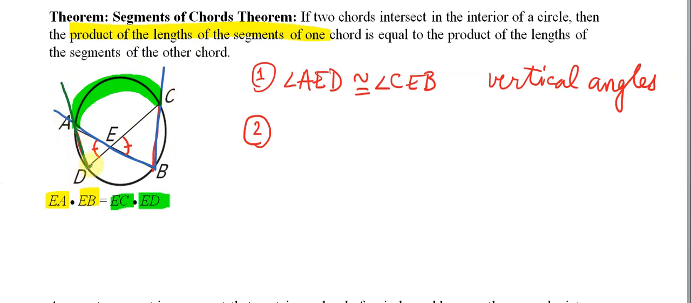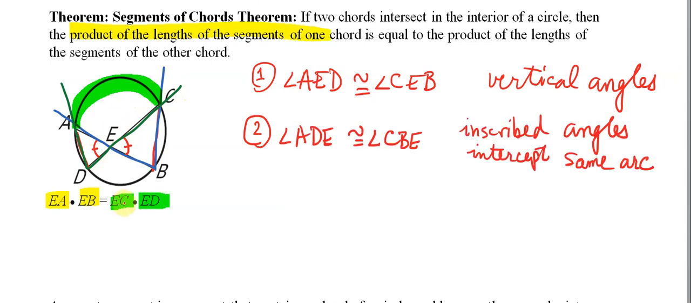So let me draw this in here. So the blue angle here and the green angle intercepts the same arc, so they have to be equal to each other as well. All right, so you have two angles, ADE, that's the green one, and CBE, that's the blue one. They intercept the exact same arc, so they're both half of that arc, so they have to be equal to each other. Okay, and now that's it.